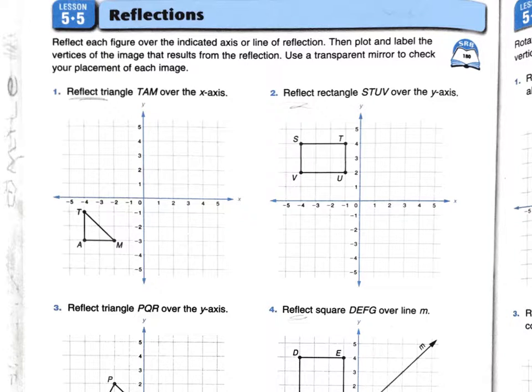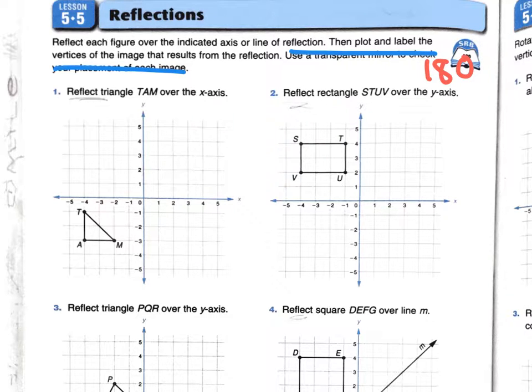You're on page 180 right now, so if you're not there, I would like you to join us. And what we're talking about today, one of them would be reflections. So we discussed what that means yesterday, but today we're actually going to plot them. Reflect each figure over the indicated axis or line of reflection. Then plot and label the vertices of the image that results from the reflection. Use a transparent mirror to check your placement of each image. We don't have a mirror, so we're going to go ahead and cross that last line out.